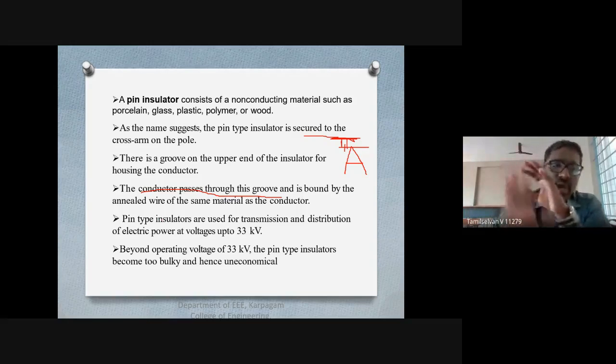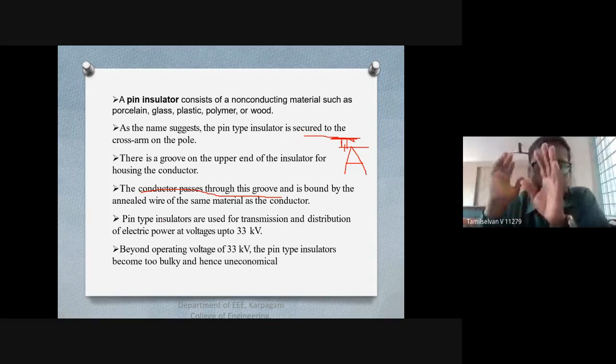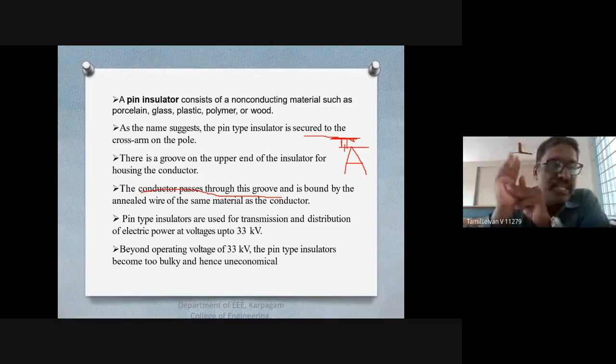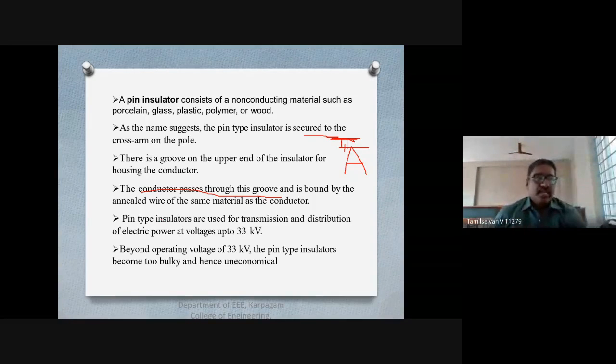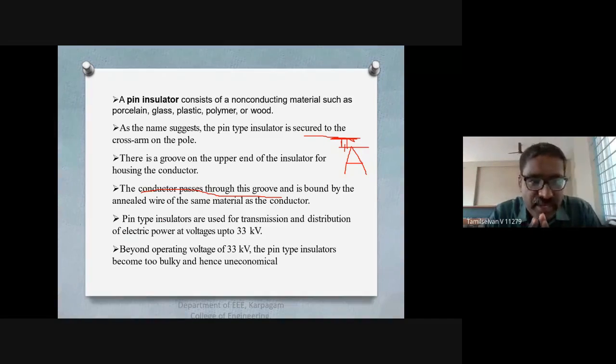Normally this type of insulator is used in transmission and distribution up to a voltage of 33 kilovolt. If you want to use this type of pin insulator above 33 kilovolt, it will be too bulky, and it will become uneconomical for larger power transmission networks. That's why pin insulators are used for a maximum of 33 kilovolt of transmission and distribution network.